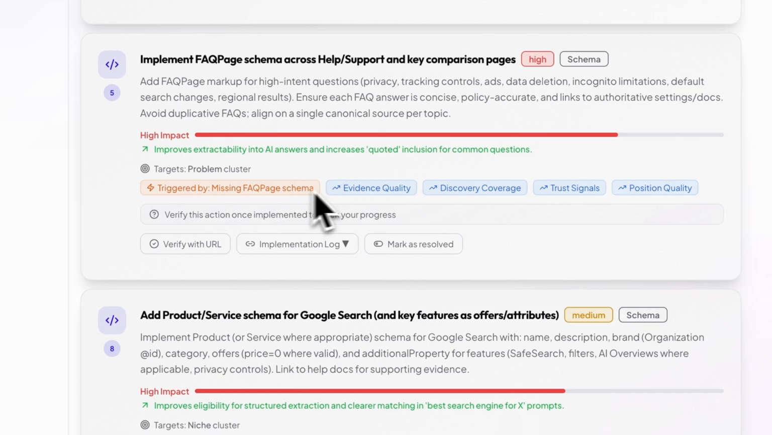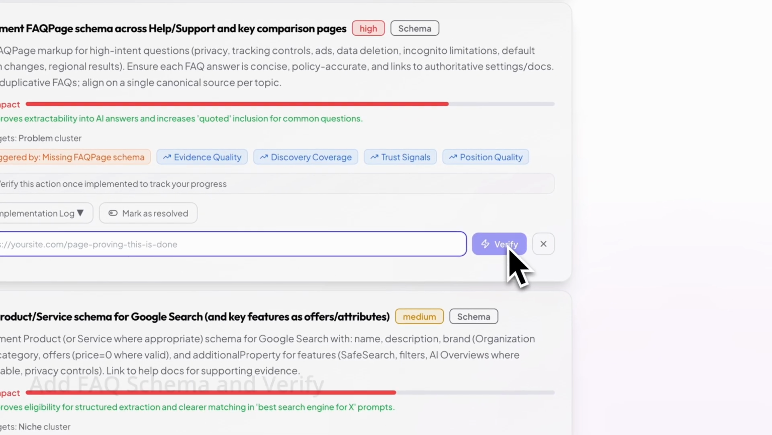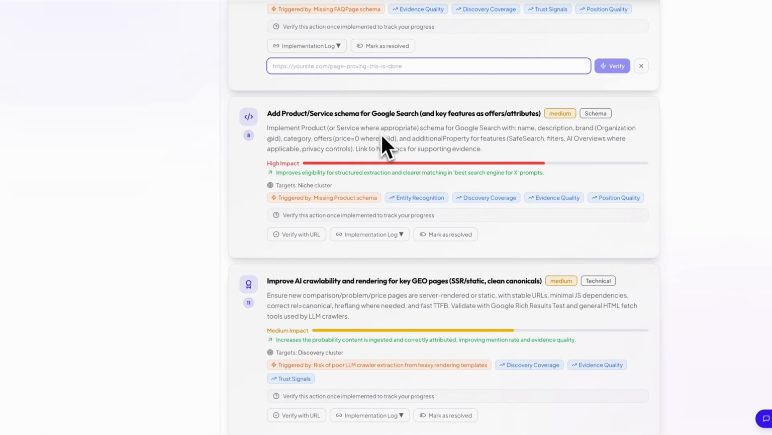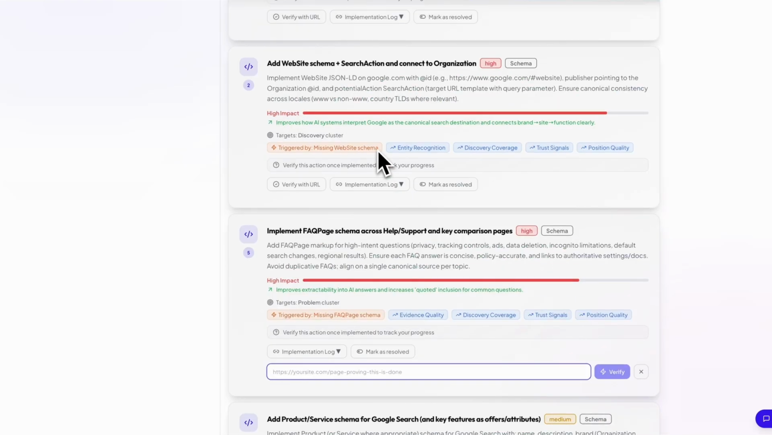This is an example of a technical fix, in this case, adding FAQ schema. Schema helps AI systems extract and understand your content more clearly. If a fix is marked high impact, it usually affects how your content is interpreted, not just indexed. Implementing these improves your chances of being directly quoted or referenced in AI answers. Focus on fixes that improve extractability, not just rankings.